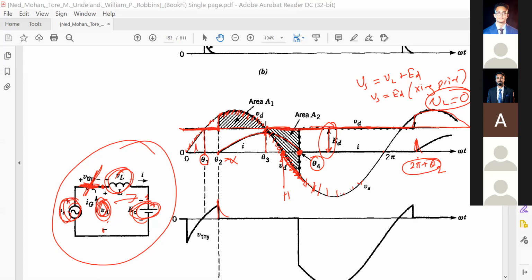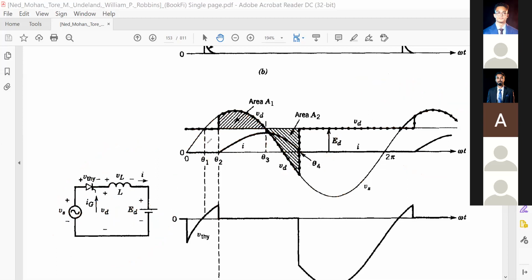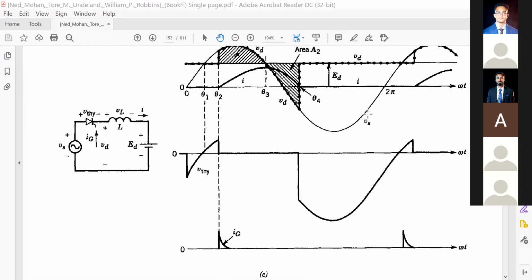Okay. So good. And in the next figure, they have plotted the thyristor voltage, the voltage across your thyristor. So when the thyristor was not conducting, up until this one, if we apply the Kirchhoff voltage law, this is positive. Let us apply the Kirchhoff voltage law: negative to positive VS, then positive to negative minus V thyristor.